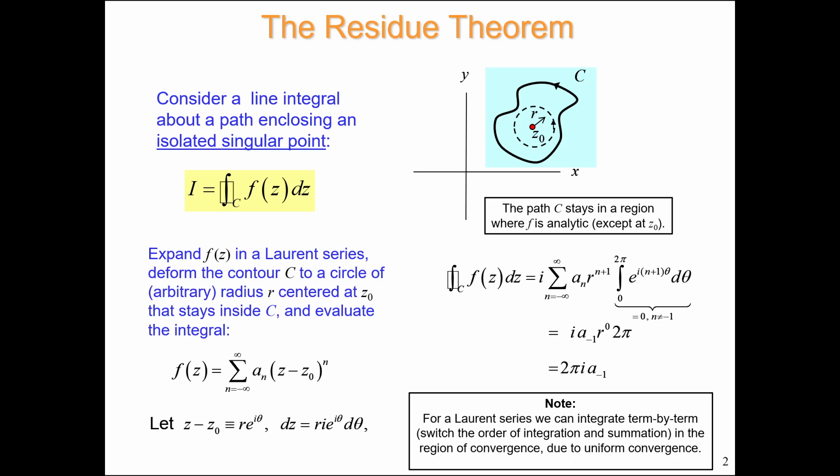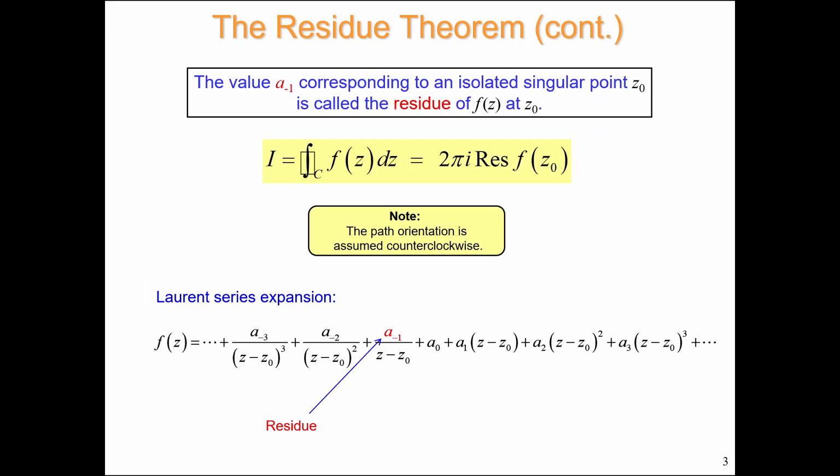For a Laurent series we can integrate term by term in the region of convergence due to the uniform convergence. The value a minus 1 corresponding to an isolated singular point z0 is called the residue of f of z at z0. Here the integral over C of f of z dz equal to 2 pi i times the residue of f at z0. This is the formula. Note the path orientation is assumed counterclockwise. Here the Laurent series expansion is f of z equal to etc. a minus 1 divided by z minus z0 plus a0 plus a1 into z minus z0 plus etc. Here this a minus 1 is the residue.